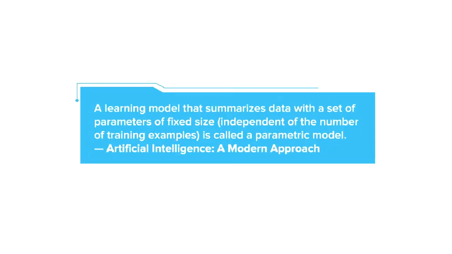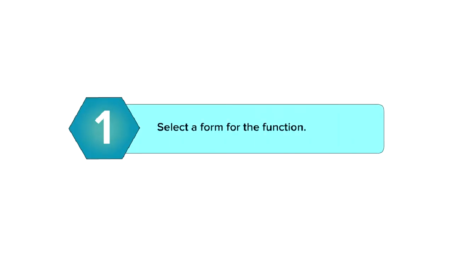We cannot define it any better than the definition which is present in the book Artificial Intelligence: A Modern Approach. So, I will just quote that a learning model that summarizes data with a set of parameters of fixed size, independent of the number of training examples, is called a parametric model. No matter how much data you throw at a parametric model, it won't change its mind about how many parameters it needs. These kinds of algorithms involve two steps.